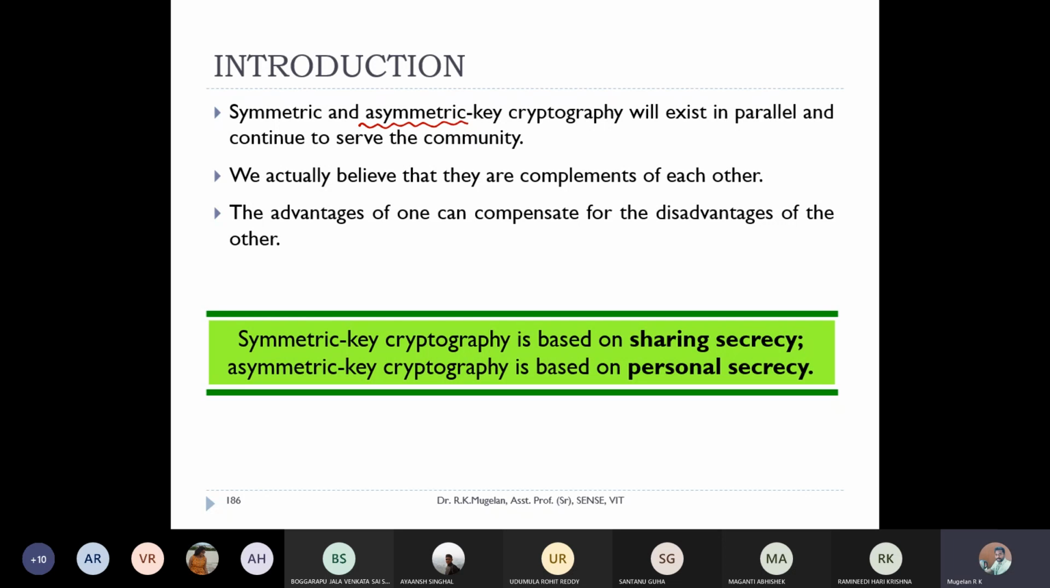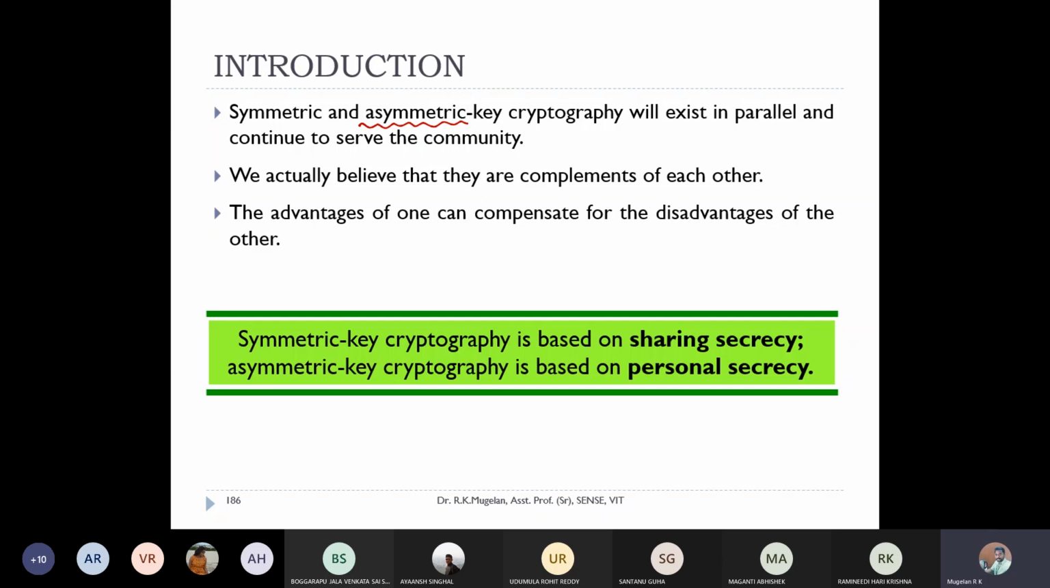Till the previous class, whatever we discussed comes under symmetric key cryptography, where you use the same key for both encryption as well as decryption, right? Whereas in asymmetric key cryptography, we are going to use two different keys. There is one key for encryption and a different one for decryption.